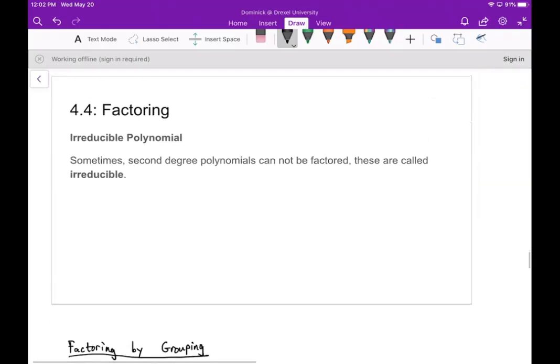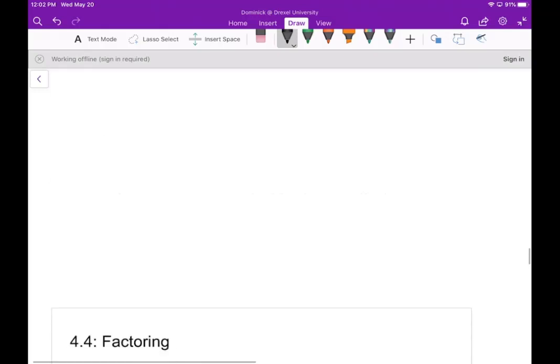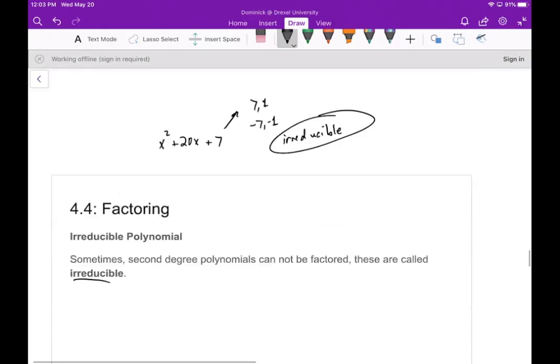Now, if you do this factoring and you get to something that you can't factor, that is possible, right? It is possible to end up with a polynomial of that type, and those are called irreducible polynomials. So for example, let's say you had something like x squared plus 20x plus 7. Your only way you could get 7 would be 7 and 1, or -7 and -1. But neither of those add up to 20. So since that happens, this is irreducible. So just keep that in mind.